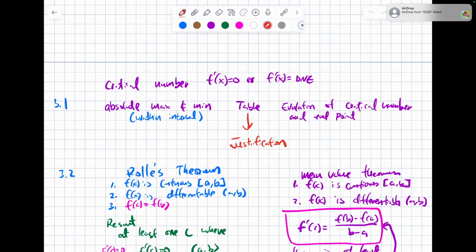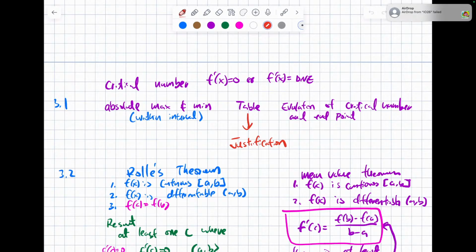Now, a lot of people get confused with the first derivative test. What is the first derivative test? It does not tell me increasing or decreasing. Actually, it tells me the maximum and minimum, and it's the justification for maximum and minimum.